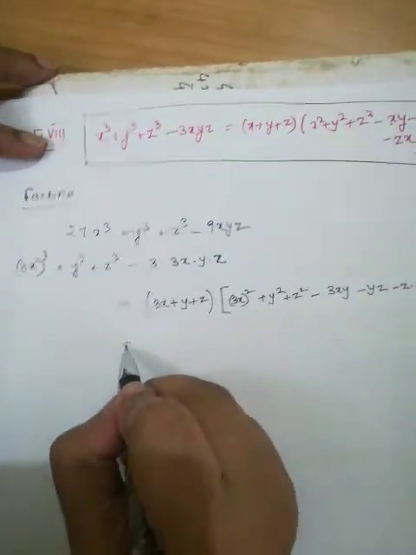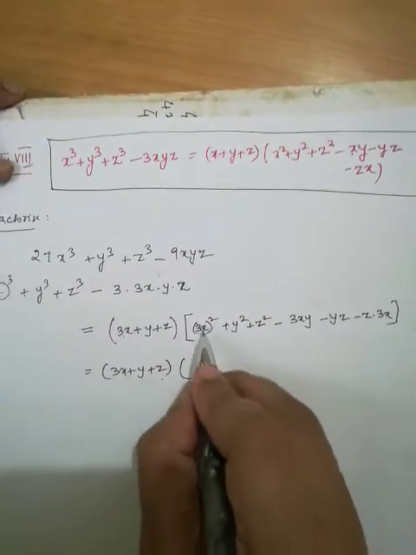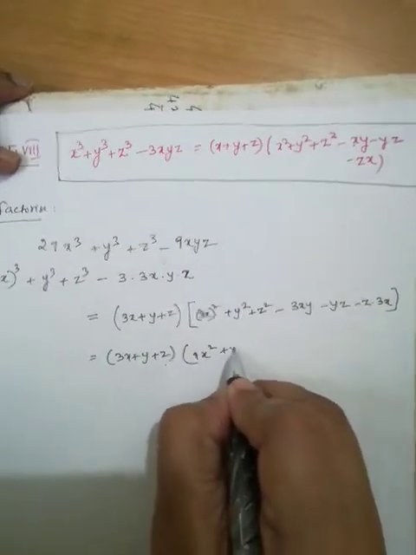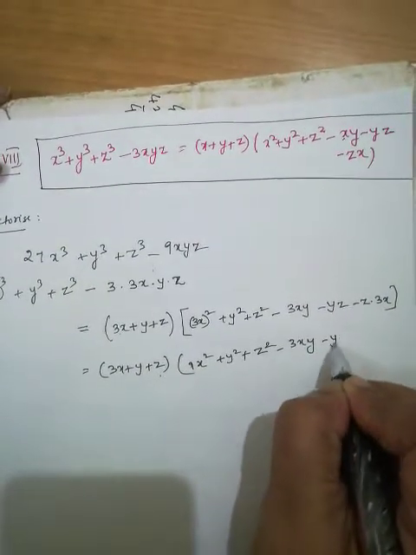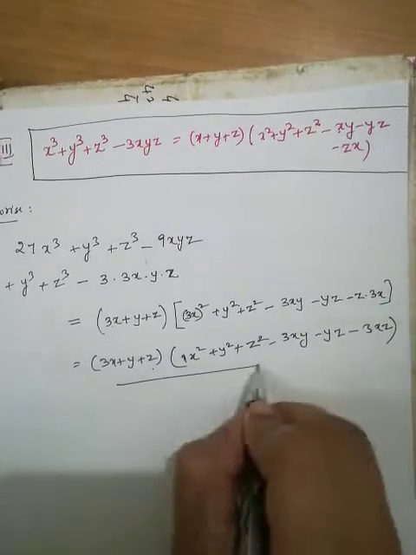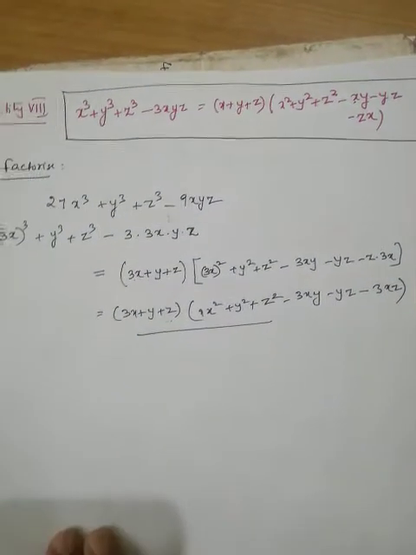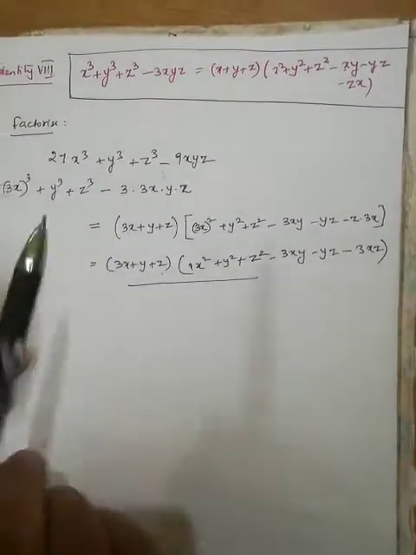A little simplification we will do and we get the factorization as (3x plus y plus z) into (9x square plus y square plus z square minus 3xy minus yz minus 3xz). Okay, so this is the factorization by using identity number 8. The only thing is you have to know it.